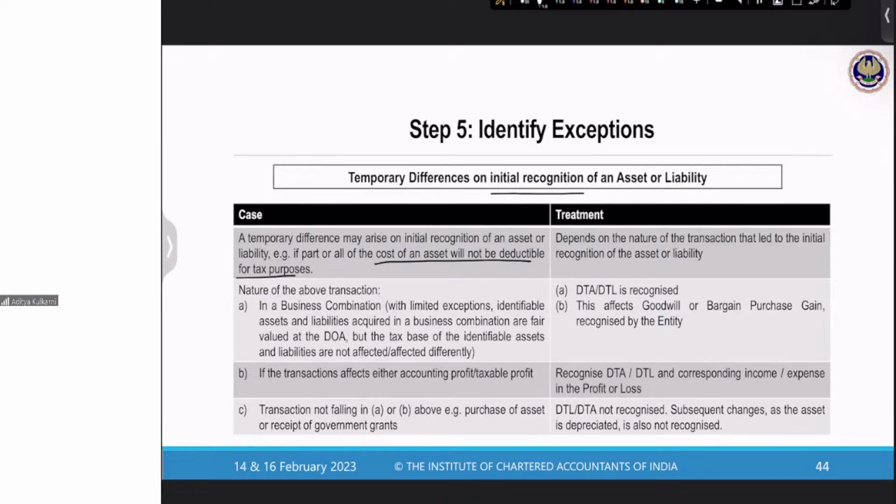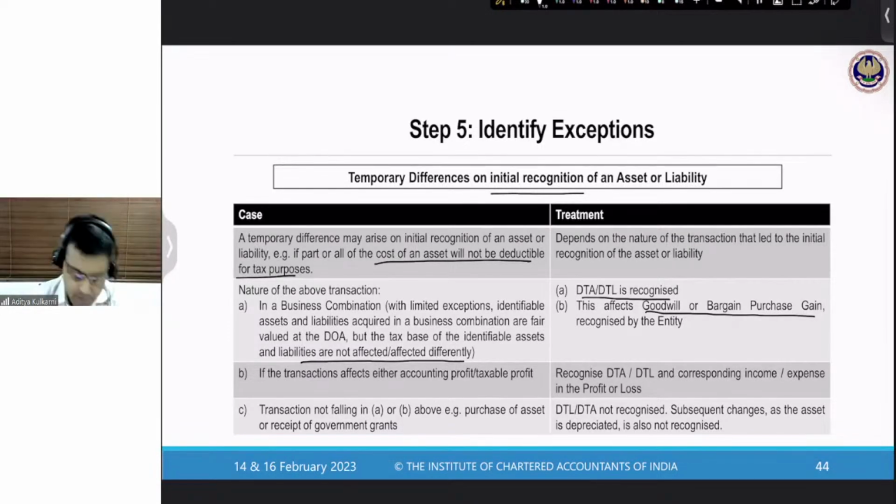All right. Now we move on. So now, nature of the above transaction in a business combination: with limited exceptions, identifiable assets and liabilities are fair valued, but the tax base of the identifiable assets and liabilities are not affected. So what am I going to do? I will recognize a DTA or DTL, which I did just now in the question. This affects goodwill or bargain purchase gain.